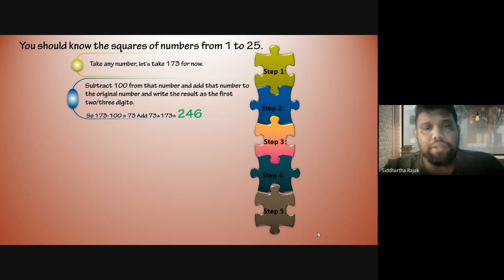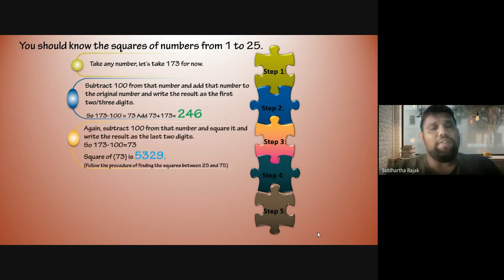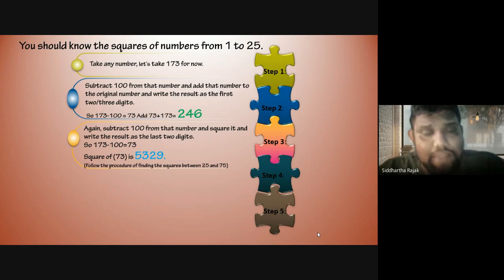So in step number three, what you do is, whatever number you added to 173, that was actually 73, right? So 73 plus 173 became 246.